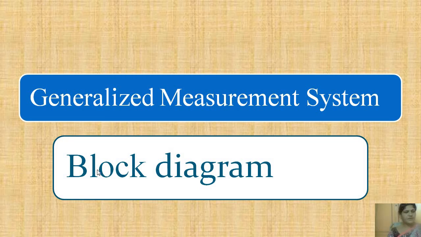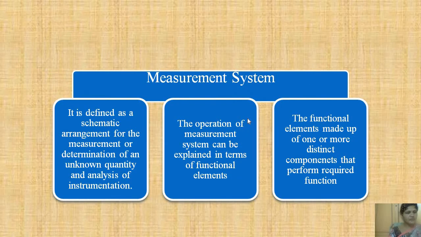Hello students, in this video we will study the different elements of the generalized measurement system. So let us start with our topic. A measurement system is defined as a schematic arrangement for the measurement or determination of an unknown quantity and the analysis of the instrumentation.